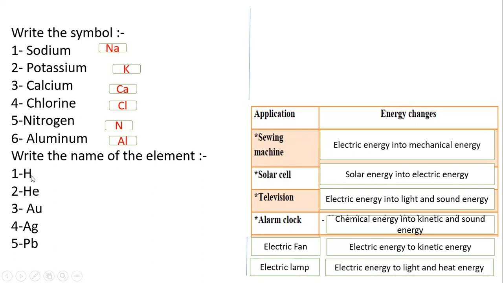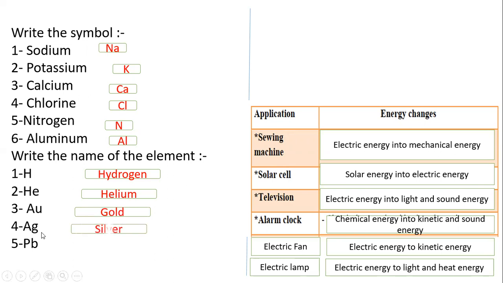H. What is the name of this? H stands for what? Yes, hydrogen. Excellent. He represents what? Helium. Au has a Latin name, aurum. That is gold. Excellent. Ag, argentum. It has a Latin name. So this is silver, and Pb is lead.